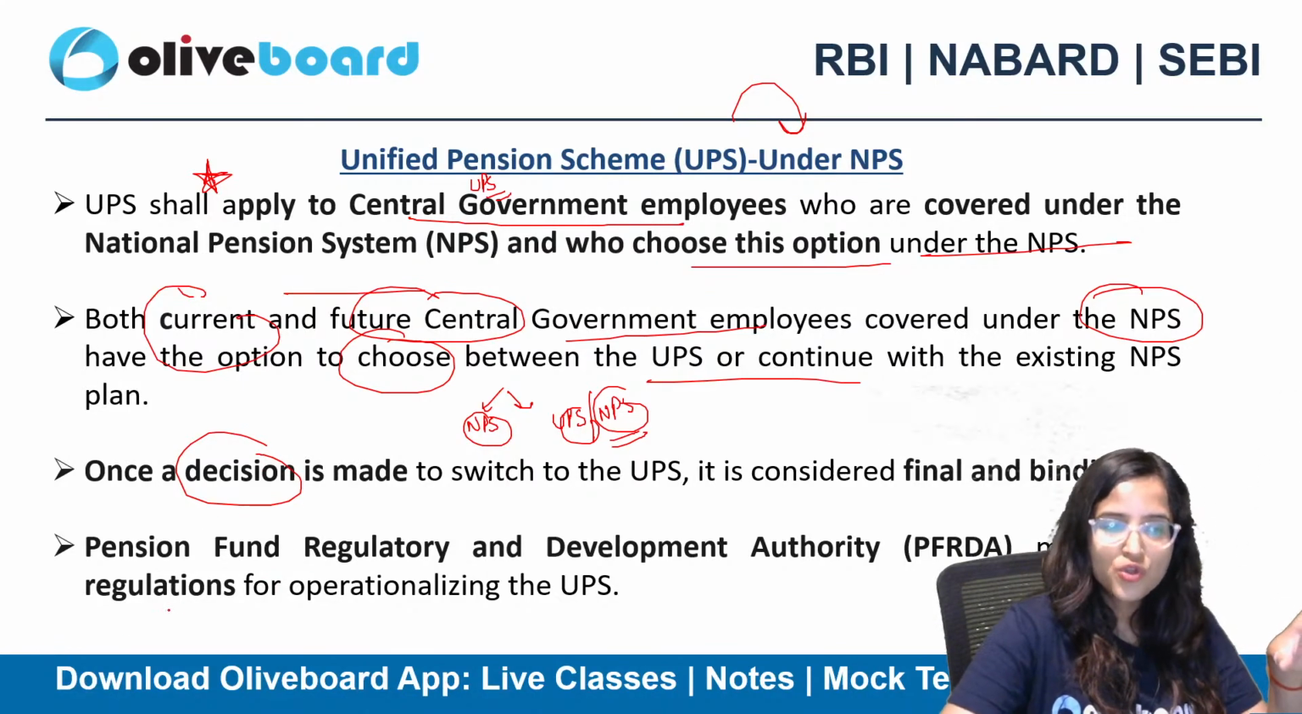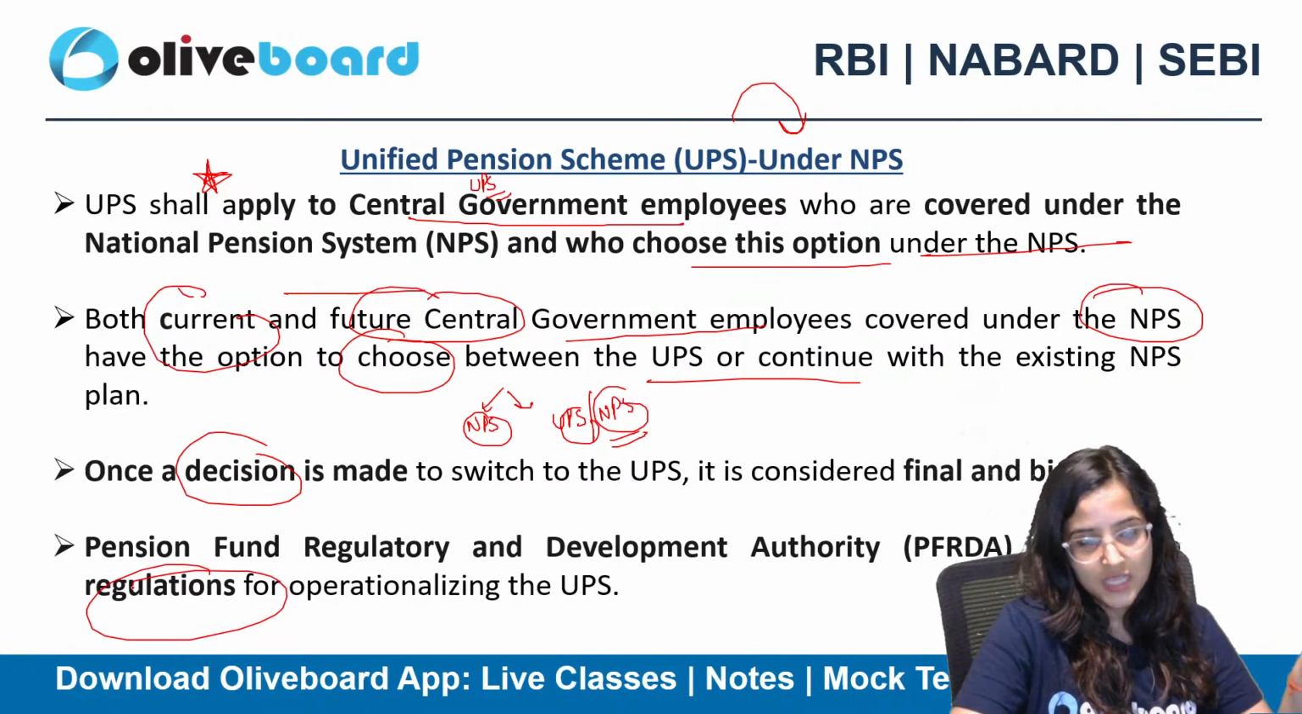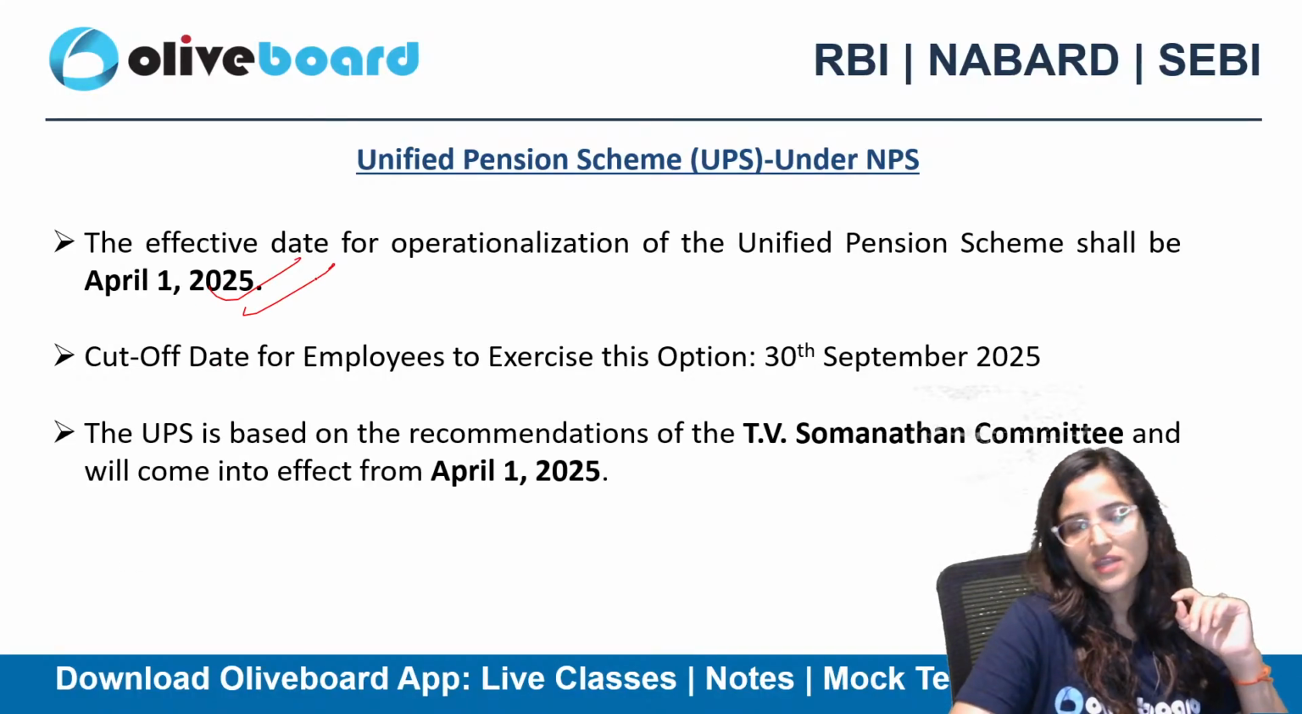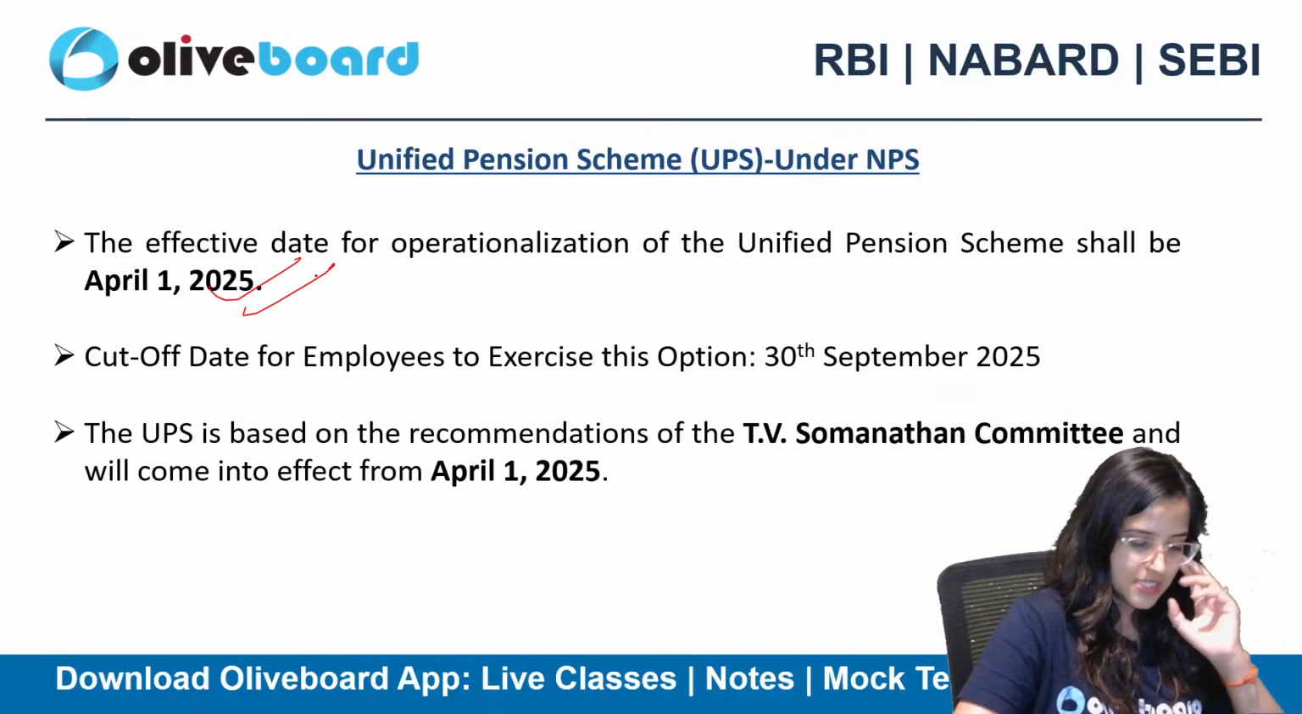And PFRDA is going to issue regulations for operationalizing the UPS. And this will be effective from 1st April 2025. This is the effective date.